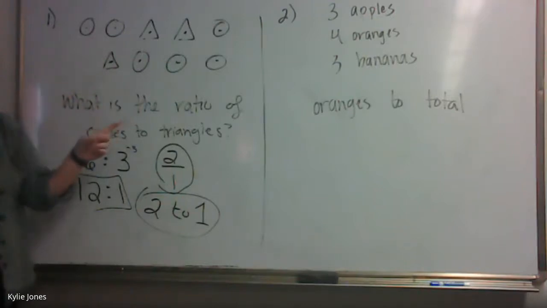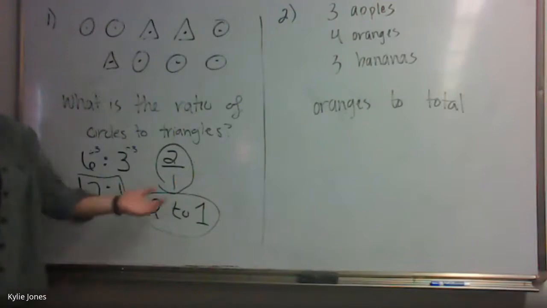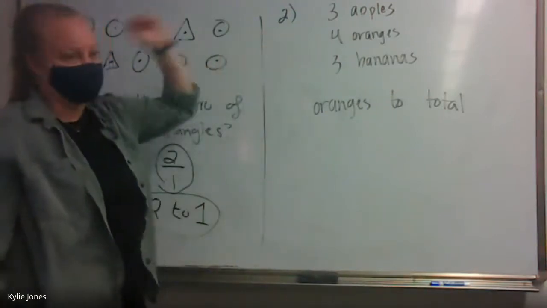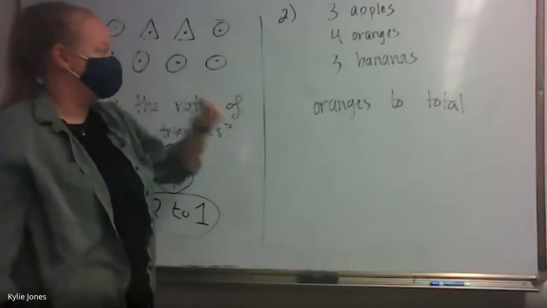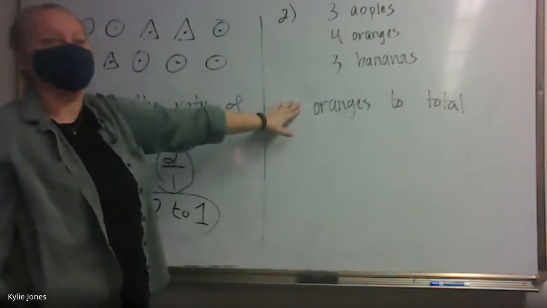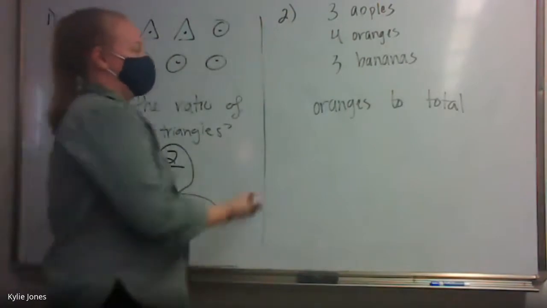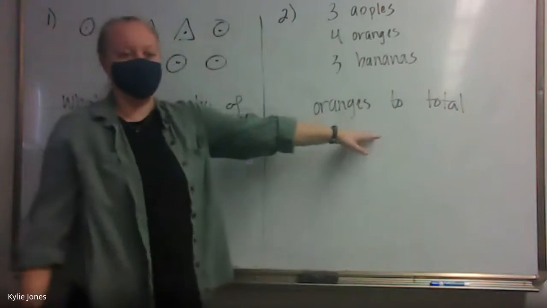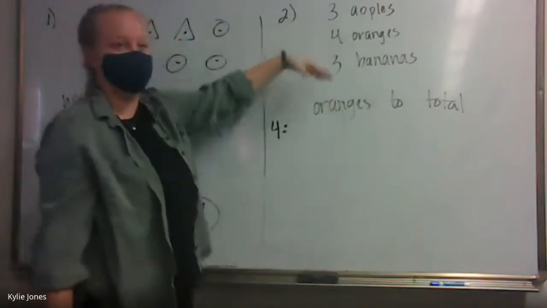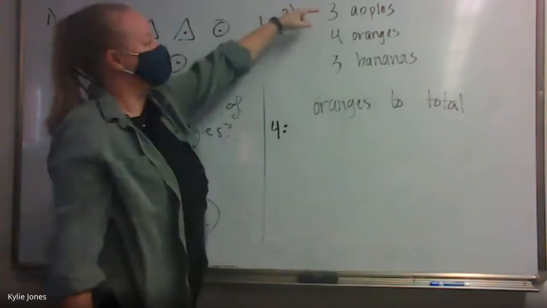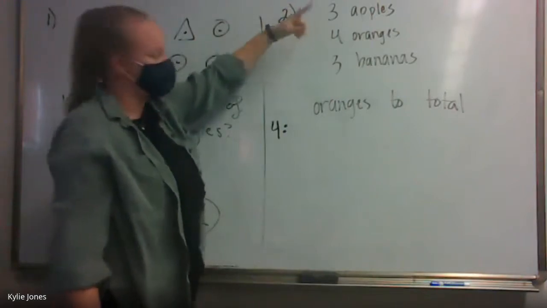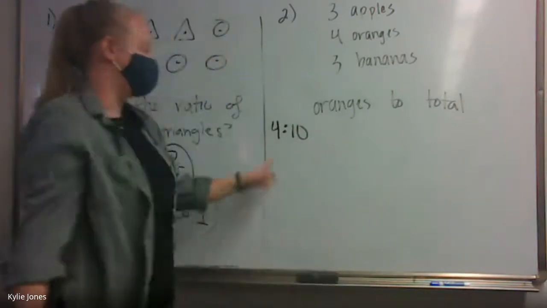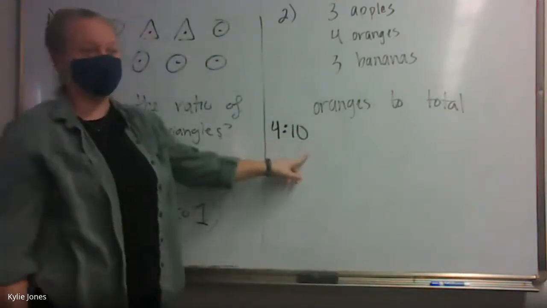Now our next one with our total is a little bit different because we have to add some things together. So we have 3 apples in a bowl, 4 oranges, and 3 bananas. It's asking for oranges to total. So how many oranges do we have? We have 4 oranges, and it wants the total number of fruits. How do I find the total amount of fruit? Add them up. So 3 plus 4 is 7. 7 plus 3 is 10. Good. So we have a ratio of 4 oranges to 10 total fruits.